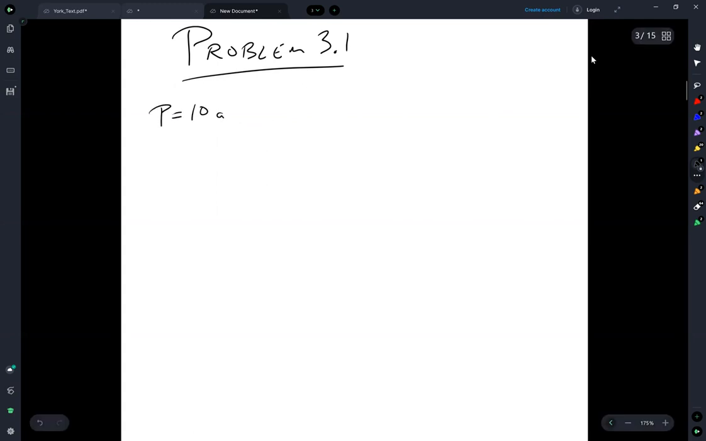So P is equal to 10 atmospheres, temperature is equal to 300 K, and one mole of gas. And from that, you can deduce V is equal to NRT over P. Substituting that in, you get 2.46 liters.